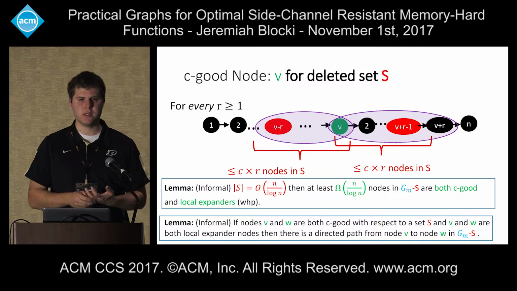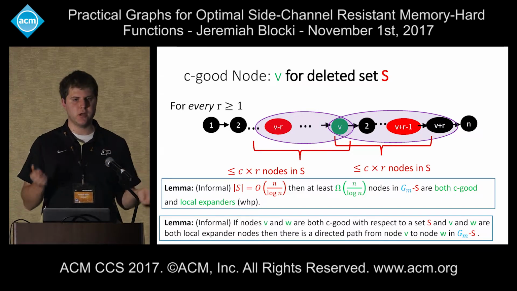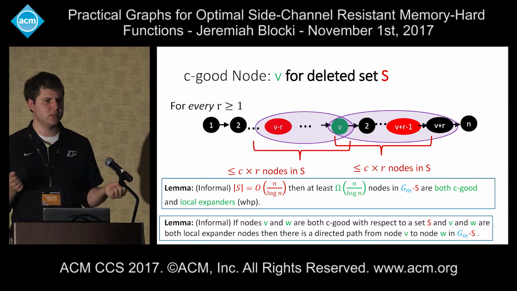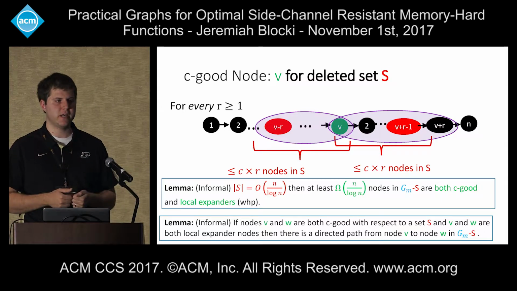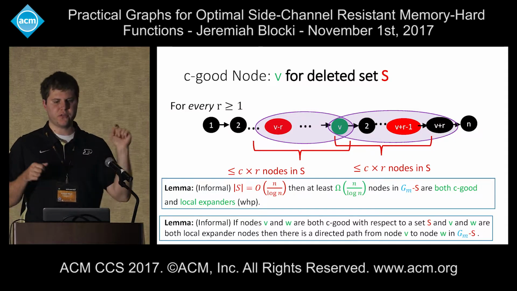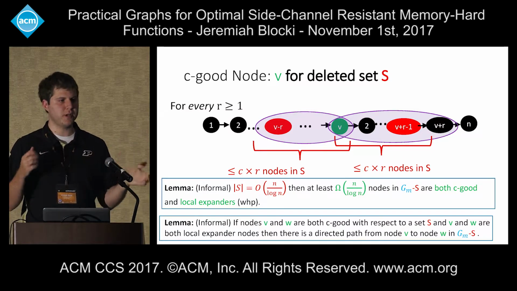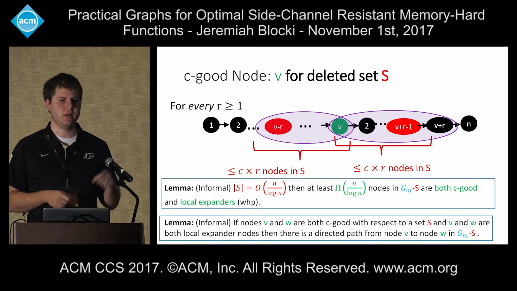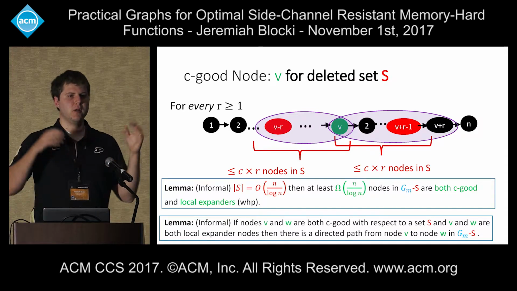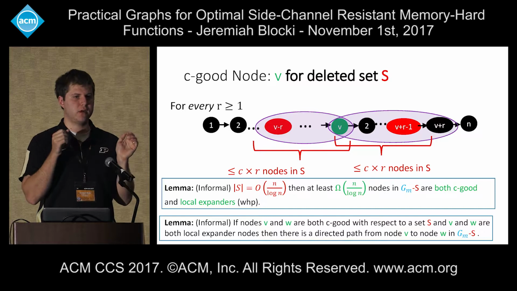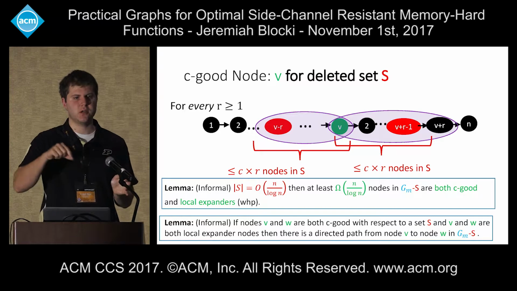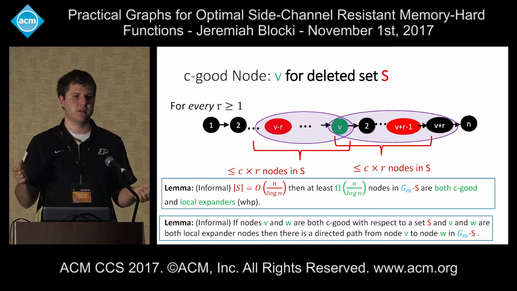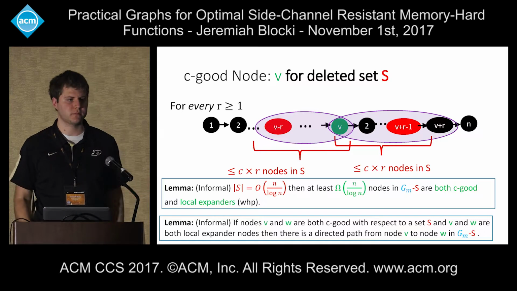What we can show, informally, is that if you don't delete too many nodes, then most of the nodes in this graph are C-good with respect to the set S. And you can also prove that if two nodes V and W are both C-good local expanders, then there must be a path between V and W in the graph G minus S. Most of the nodes in the graph are local expanders, so if we don't delete too many nodes, there's a path running through all C-good local expander nodes, and it turns out that this is almost all nodes in the graph.